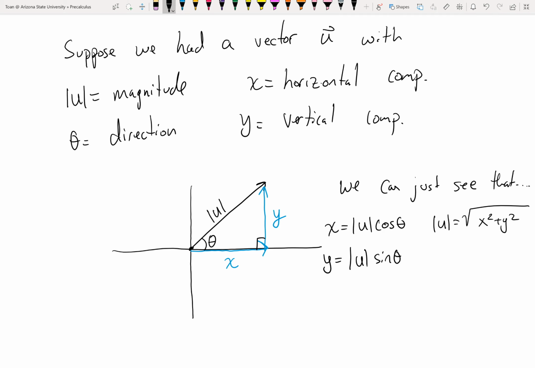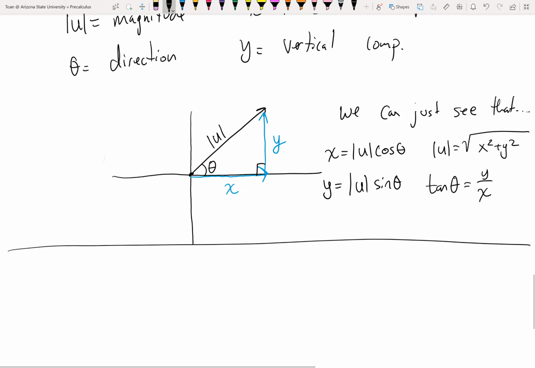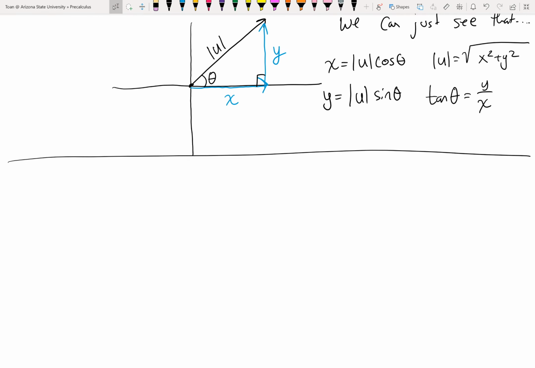Weird, don't ask me why. And then we can see that the relationship between the direction and the components is tangent. Tangent of theta is y over x. And you have to be careful when you find the direction. You always have to be mindful of what quadrant you're in. I hope I really don't have to do any examples here, but for the sake of completeness, let's go ahead and do a couple of examples. But you guys should be experts at this after doing Unit 8.